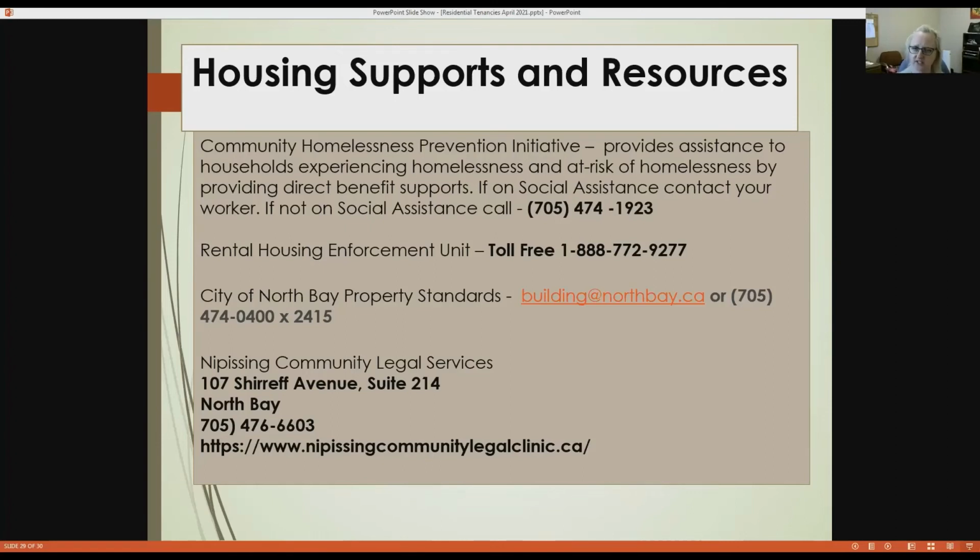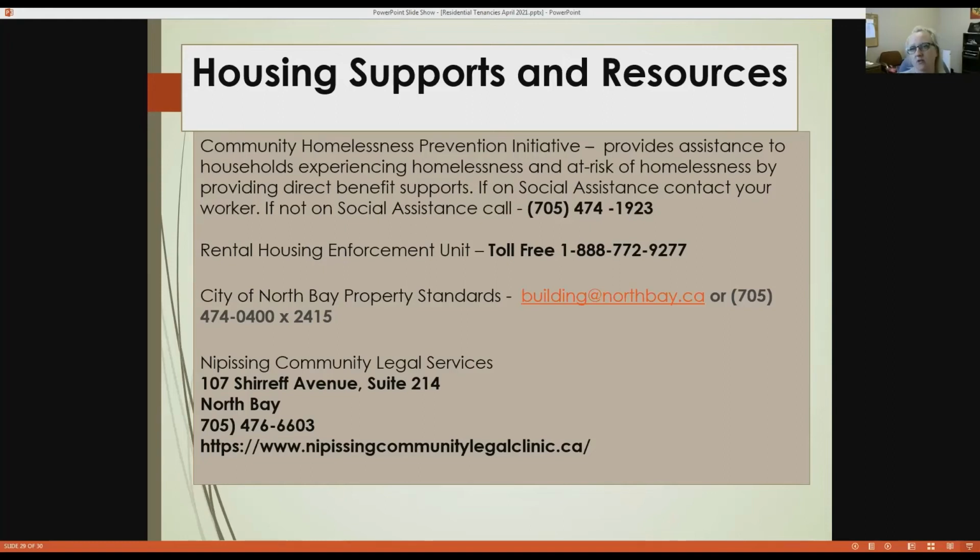If you're on social assistance or your clients are on social assistance, they need to go through their worker to make the referral. If you're not on social assistance, the number is there. If you have Indigenous clientele as well, Suswin will often work with them to partner, and they do have some programs available there to help with rent arrears.